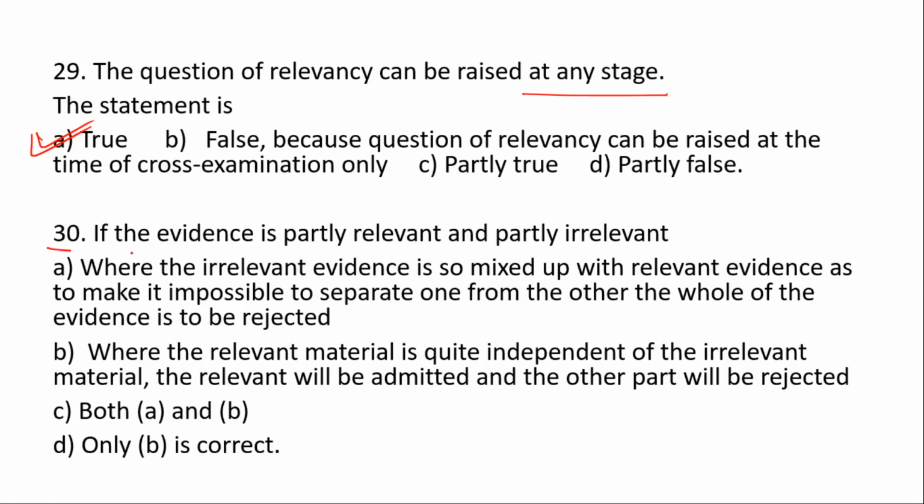Question number 30, a condition is given here, that if the evidence is partly relevant or partly irrelevant, what decision should be taken. The first condition given is where the irrelevant evidence is so mixed up with the relevant evidence as to make it impossible to separate one from the other, the whole of the evidence is to be rejected.